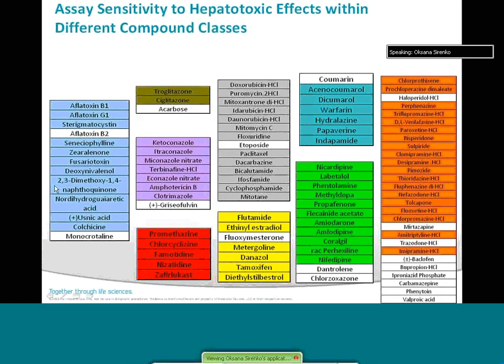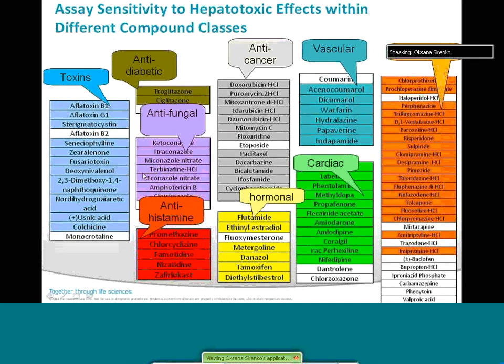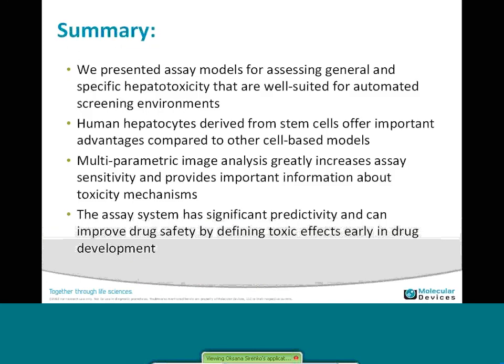Assay sensitivity for hepatotoxic effects within different compound classes is shown on this slide. You can see that most of the toxins show up as very sensitive in this assay, as well as some anti-diabetic, antifungal, antihistamine, most of the anti-cancer, cardiac, or vascular compounds, and neuroleptic compounds. They are very sensitive in this assay.